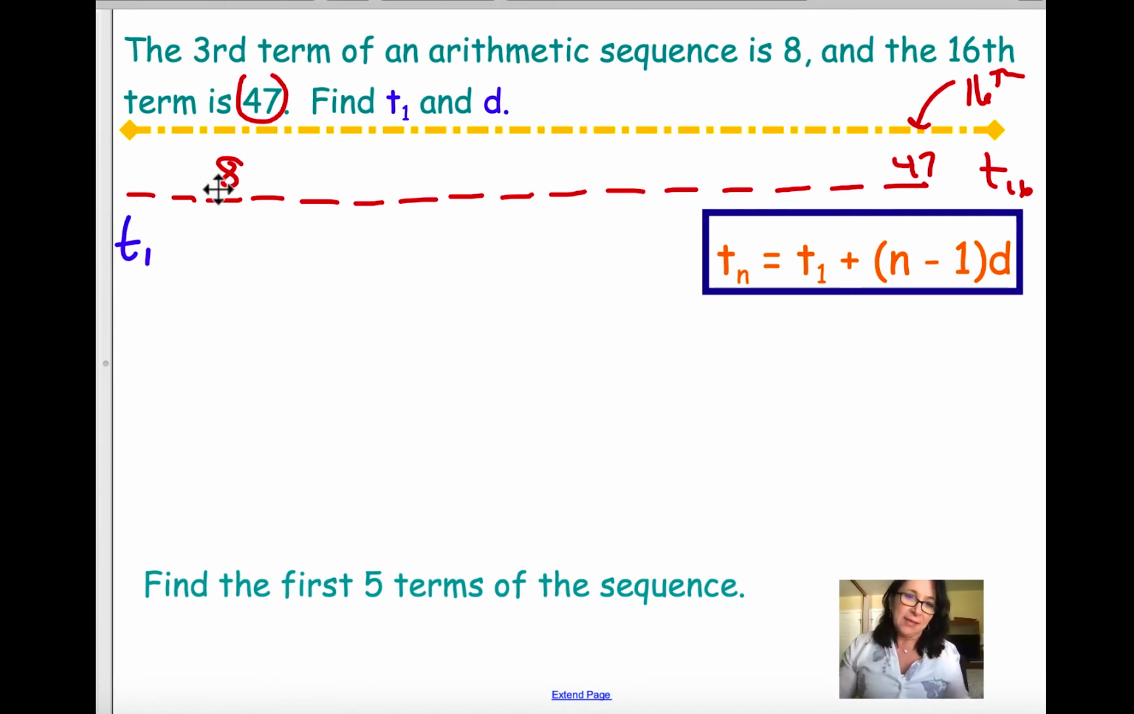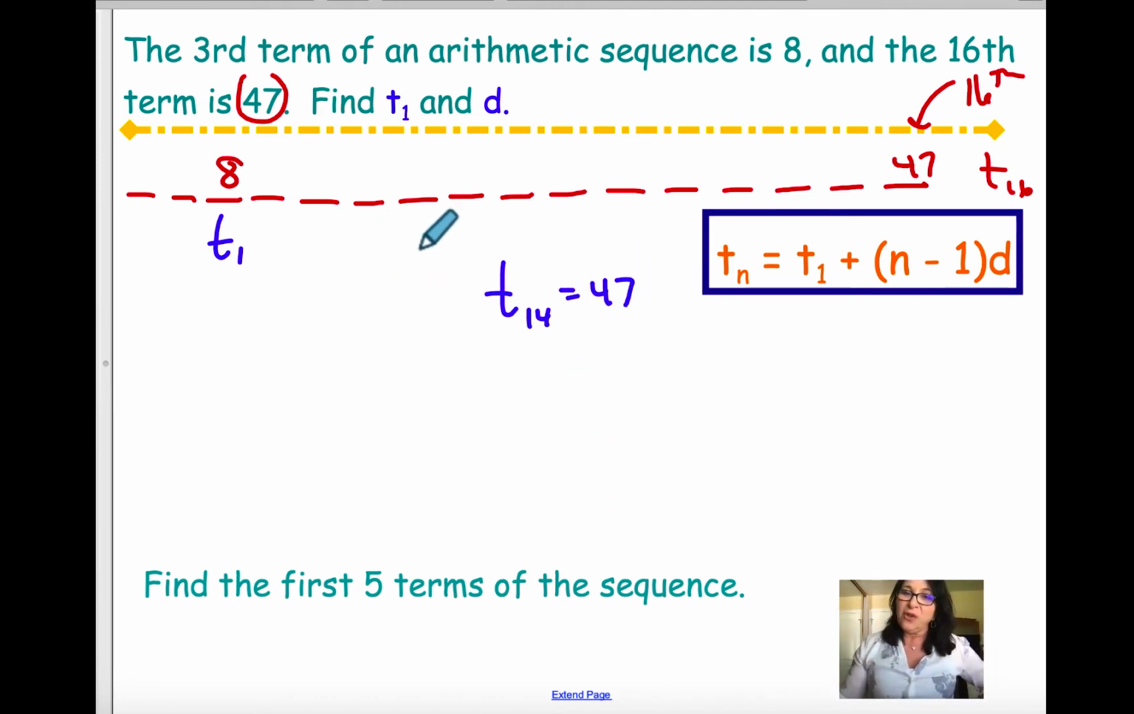If this is T of 1 and that's T of 3, great, but we don't have a common difference. So we can't actually figure that out unless we use the information that we have. And the information we have is that 8 is actually the first term that I have. And that being the case, if 8 is the first term, 2nd, 3rd, 4th, 5th, 6th, 7th, 8th, 9th, 10th, 11th, 12th, 13th, 14th, that would make T of 14 equal to 47, okay?